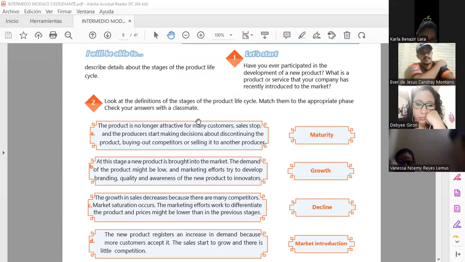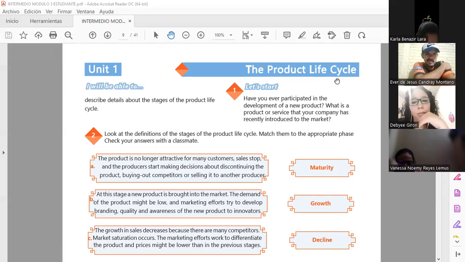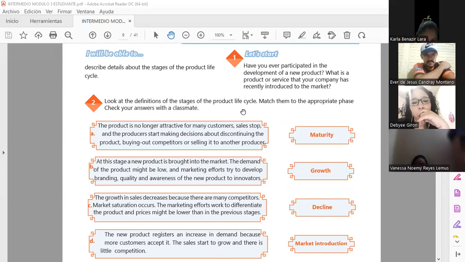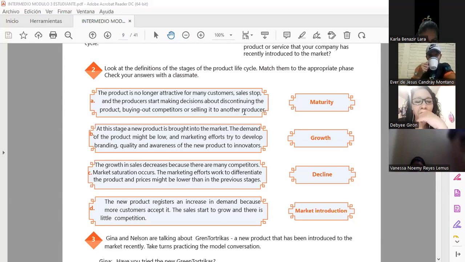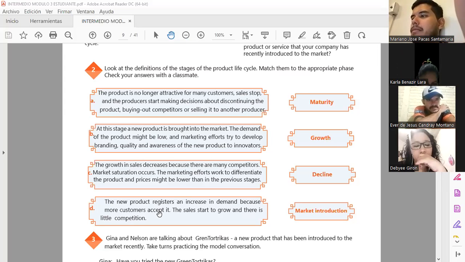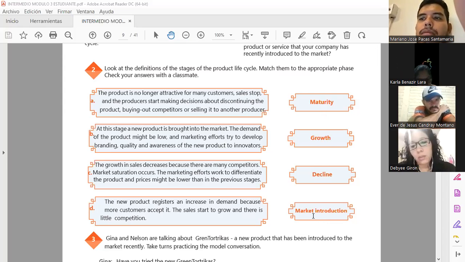Good. And this is unit number one, the product life cycle. Here we have the objective. And this is the warm-up, the introduction, but we have talked a lot. Then look at the definitions of the stages of the product life cycle. Match them to the appropriate phase. Check your answer with the class. Okay, good, so it's time to work. You're going to match maturity, growth, decline, and market introduction. Letters A, B, C, and D.